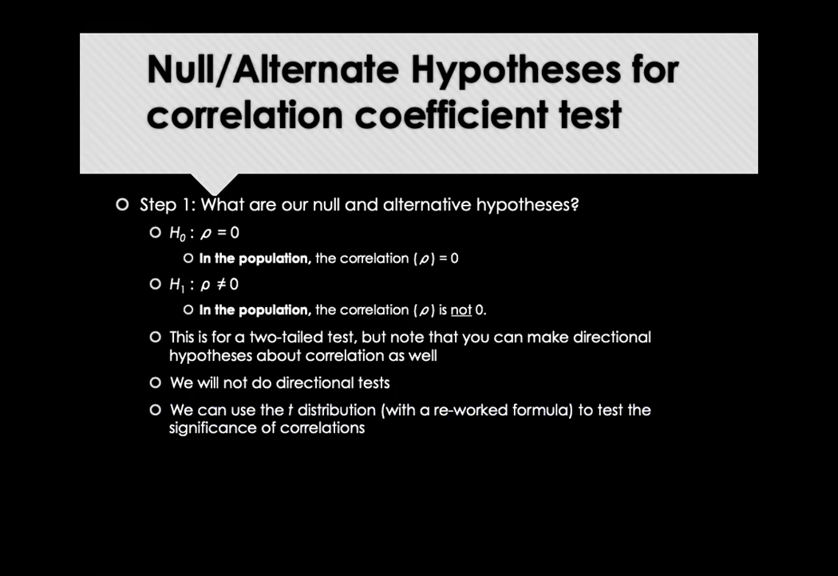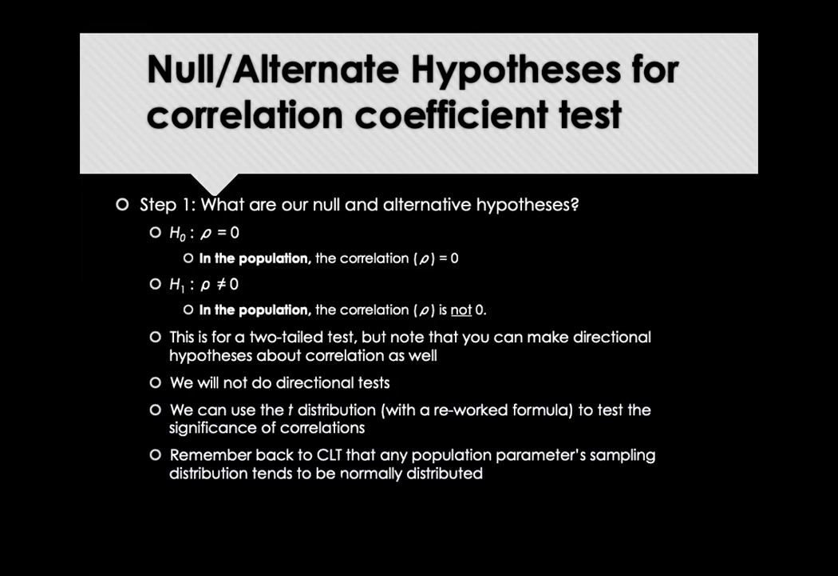You will be glad to know we can use the t-distribution to test the significance of correlations, to test whether we should reject or fail to reject the null hypothesis. We have to use a slightly different formula for t because we're looking at correlations, not differences. And remember back to the central limit theorem that any population parameter's sampling distribution tends to be normally distributed.